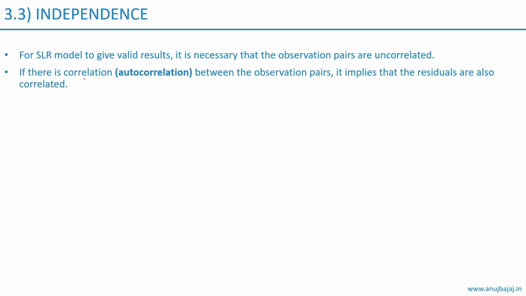So, when there is a correlation between the observation pairs, we refer to this as autocorrelation. And when there is autocorrelation between the observation pairs, it also implies that the residual terms are also correlated. So let us take an example where we conduct a time series regression on the quarterly revenue of a company. The dependent variable is the quarterly revenue and the independent variable is time, that is each quarter. We collect the data of the past 40 quarters of a particular company.